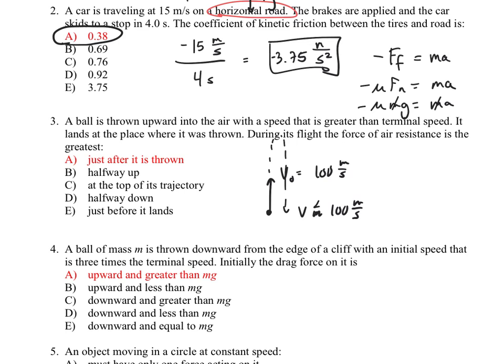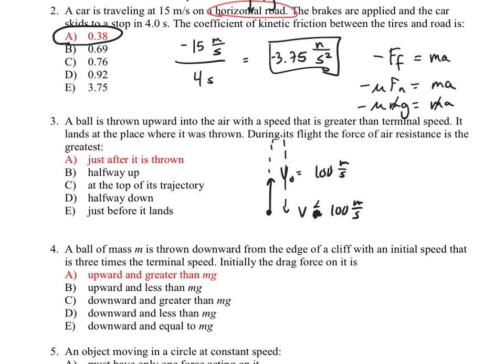greater than terminal speed. So on the way down, what might the terminal speed be? 80, 90, 70, but something less than what I threw it with. That's what the first sentence states right there. So I know that on the way down, it's going to land with a speed that's something less than 100.